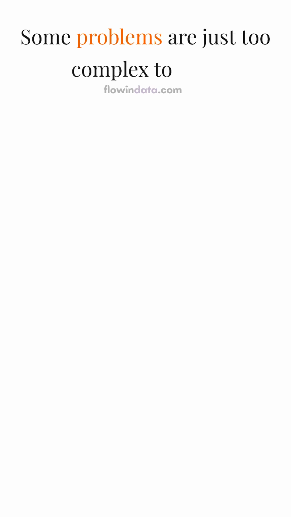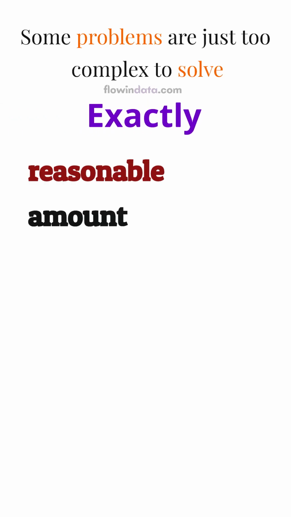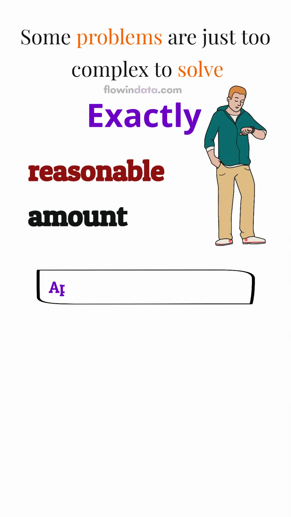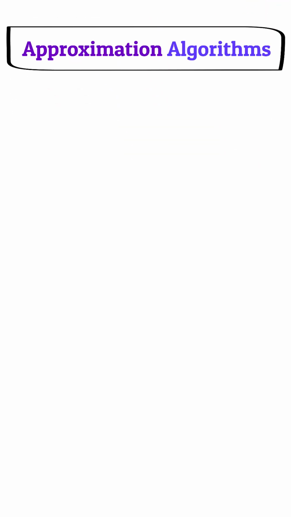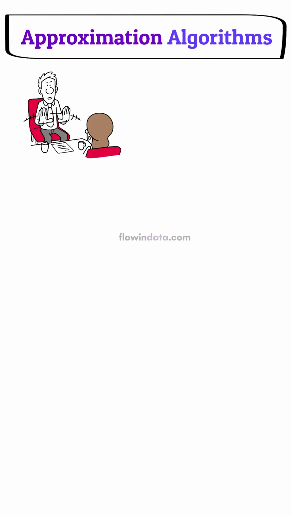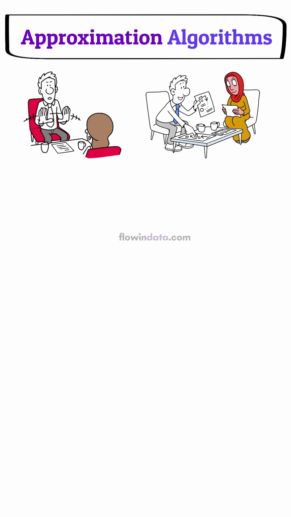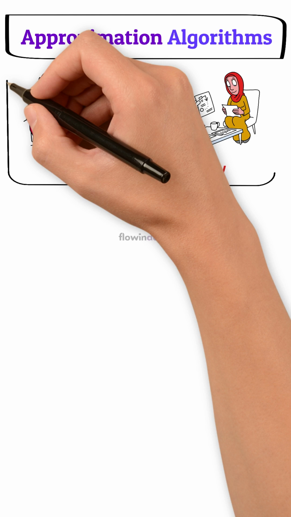Some problems are just too complex to solve exactly in a reasonable amount of time. That's where approximation algorithms come in. They don't get the perfect answer, but they give an answer that's close enough, and they do it quickly, okay?